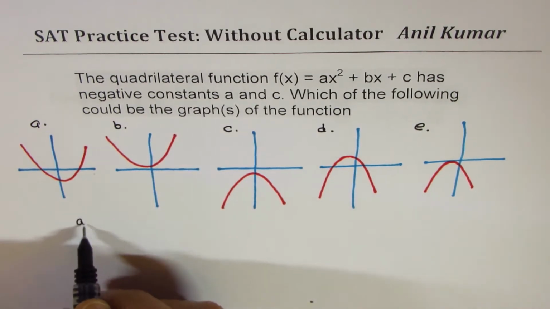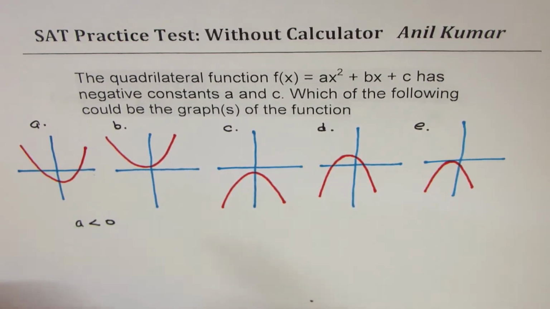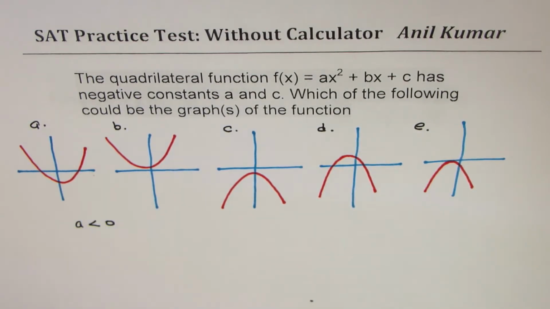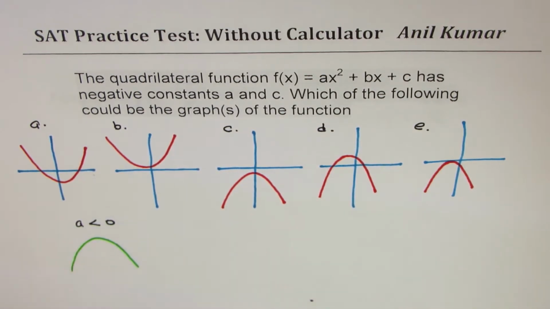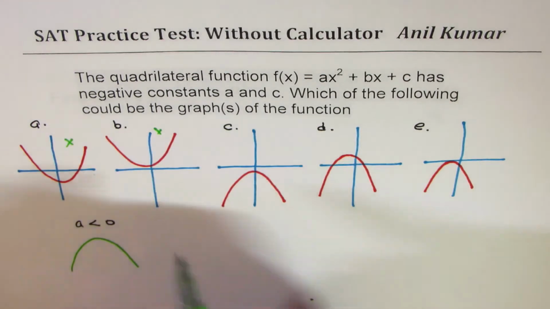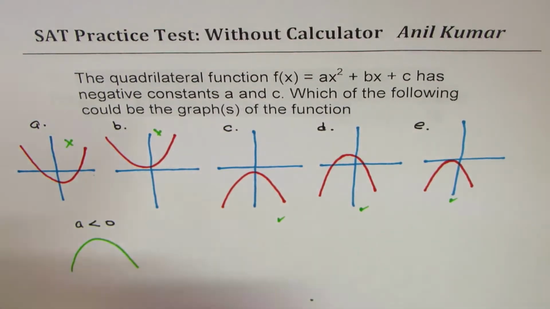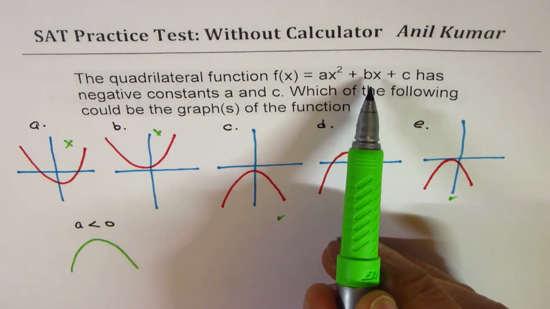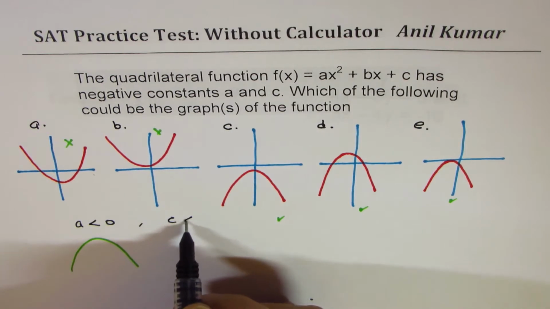Now, when a is negative, meaning when a is less than 0, the parabola will open downwards, right? So when a is less than 0, the parabola has to open downwards, correct? Therefore, these two are out and we have to look into these 3. Now, we are not given any condition for b. B could have any value. That is very important to understand, right? We only know that a is less than 0 and c is also less than 0.